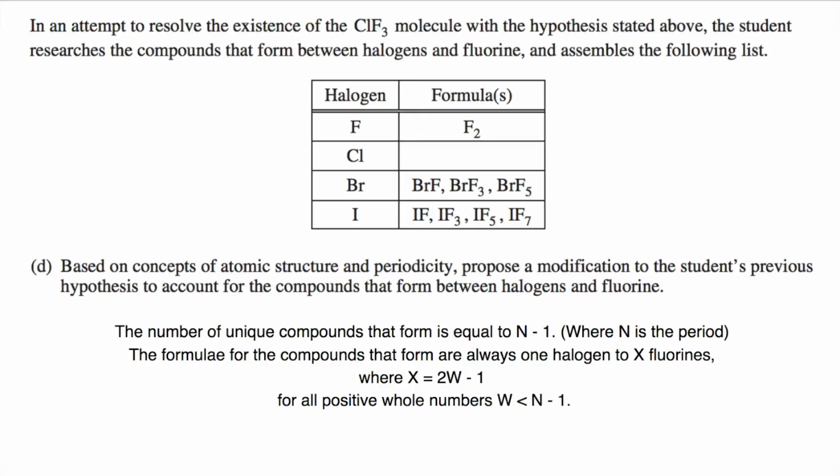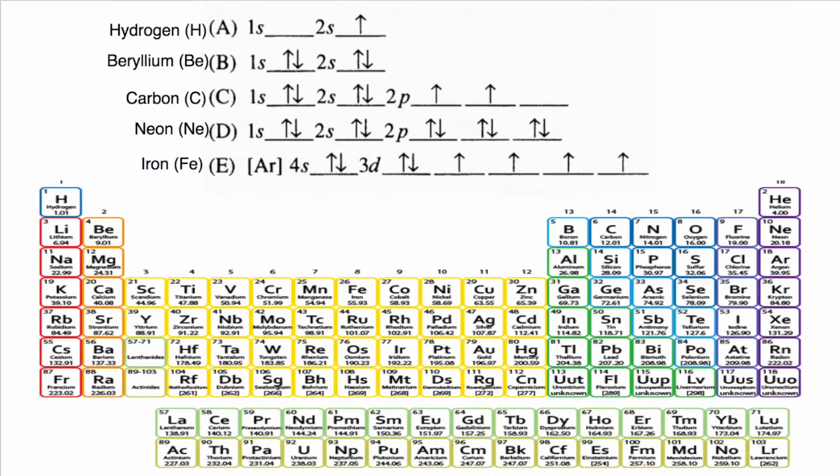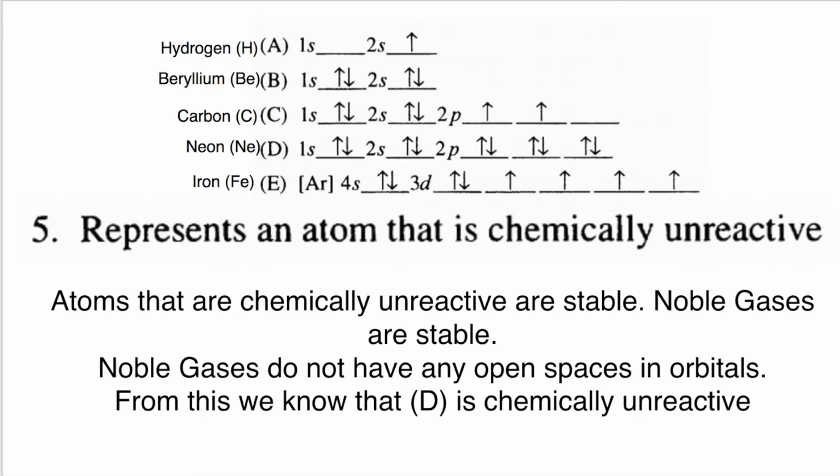For the multiple choice questions, we are referring to an AP exam from 1999, questions 5 through 8. A method to solve these is to count the number of electrons and then relate them to the protons to discover what element it is. From these options, which represents an atom that is chemically unreactive? Option D is an element that is chemically unreactive due to it being a noble gas.